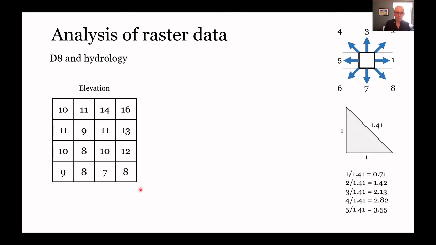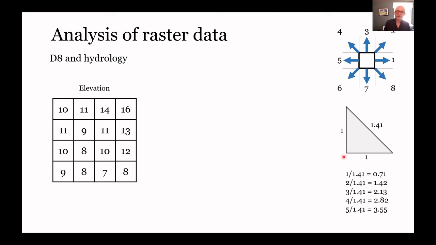So let's just look at this. Let's do a little toy example. Here we have our mini elevation model, a mini DEM, and we have our D8 algorithm. So if it goes to the right, it's 1. If it goes to the top right, it's 2. Straight up, it's 3. North, it's 3, and so on.